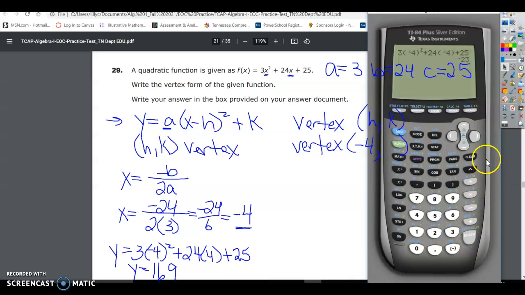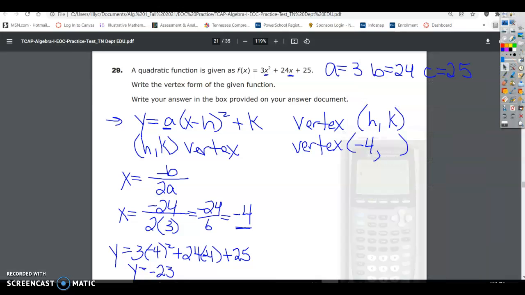Negative 23. Okay, I see where I went wrong. Always good to double check. I plugged in negative 4 for the first term, but then I plugged in positive 4. So the answer is negative 23 for this one. So that gives us our h and our k, so k is negative 23.